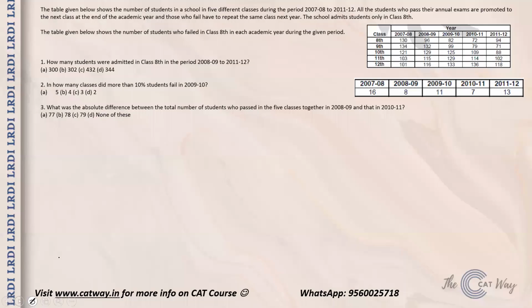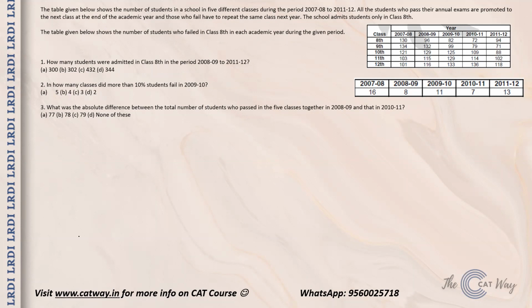Now moving on to the set, what we have is that the table given below shows the number of students in a school in 5 different classes during the year 2007-8 to 11-12. Now all the students who pass the annual exams are promoted to the next class at the end of the academic year, and those who fail have to repeat the same class next year. Now the school admits students only in class 6, and the table given below shows the number of students who failed in class 8 in each academic year during the given period.